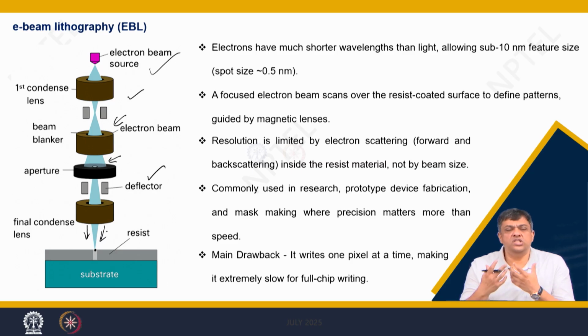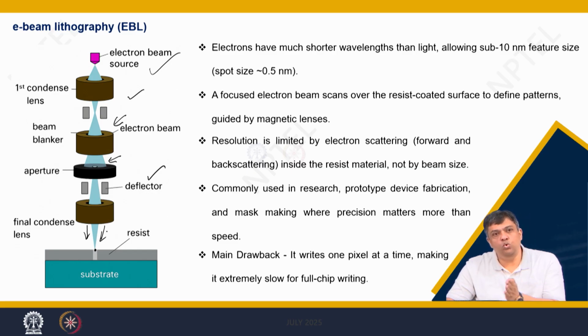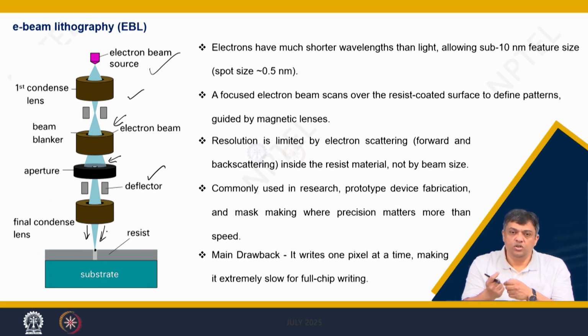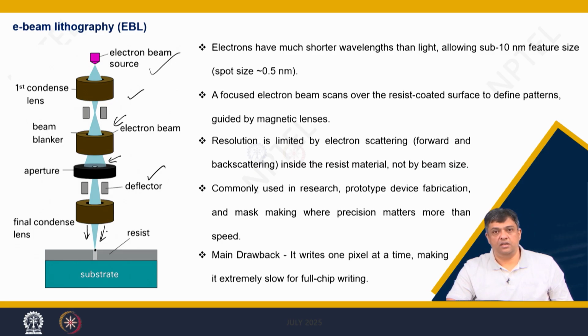So, you can use these condenser lenses and the aperture combinations to focus the beam, and then you can go on moving these beams from one point to the other. You can move the whole substrate in XY direction using a stepper motor at a rate which you think is optimum, and then you can get the desired exposure on top of the resist.